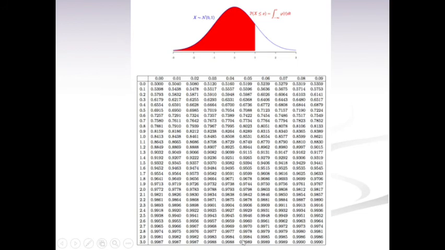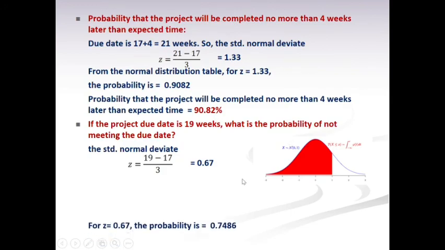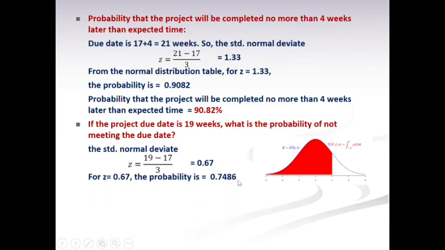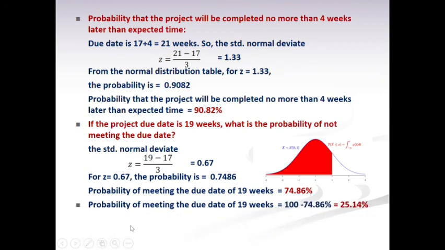So this is the normal distribution, 0.67. The value is 0.7486. We have to take this value. So the probability of meeting the due date is 0.7486, and the percentage of meeting the due date is 74.86%. And the probability of not meeting the due date is 100 minus this percentage. So it is 25.14%.